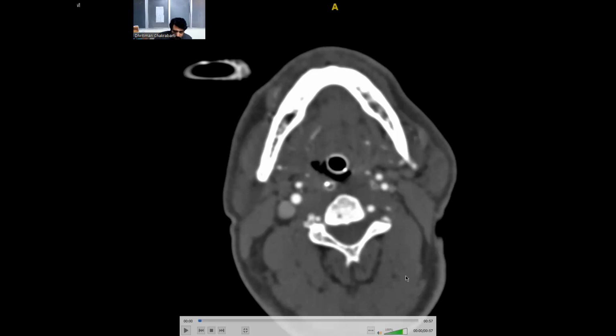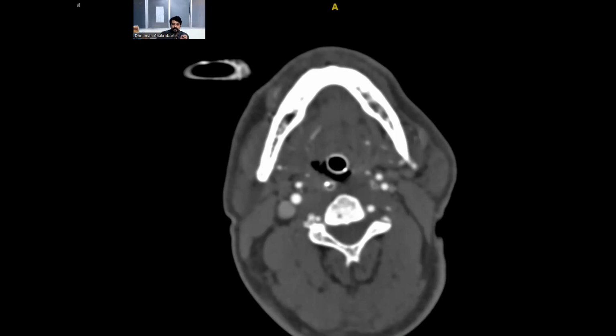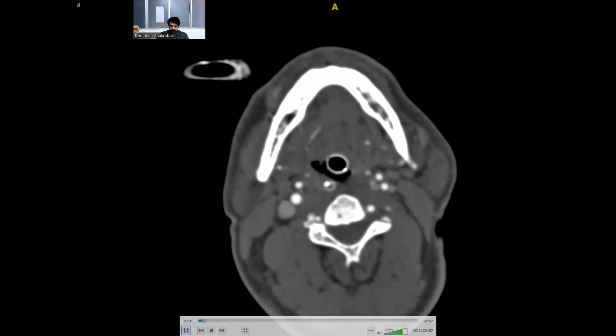So how do you recognize the vertebrals? Always look for the foramen transversarium area. Inside that, you will see the vertebrals. In this case, this and this. These are the two points that you need to focus on. I'll just play the video slowly.